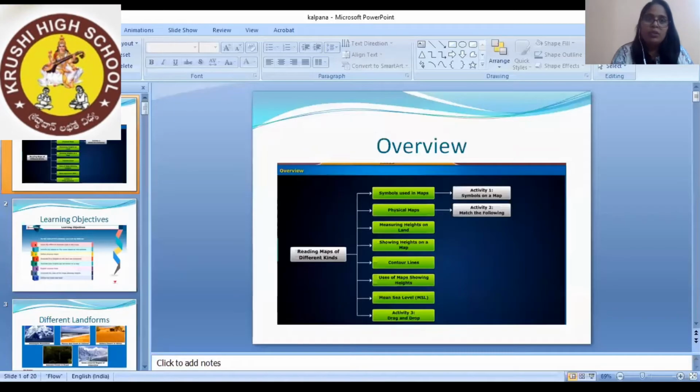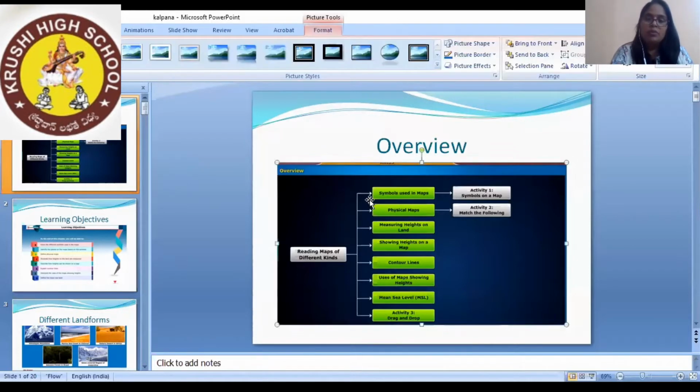So as said, the lesson is about reading maps of different kinds, right? Now I'm going to share a screen for you children. This slide that is being shared gives you the complete overview of the lesson.